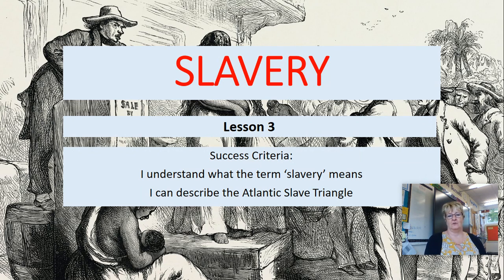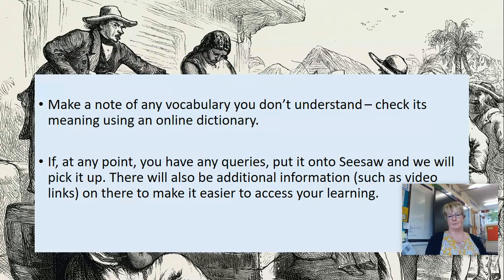So we're going to continue our understanding of the term slavery, and you're going to look more into the Atlantic slave triangle and what happened to them when they arrived in the Americas. Any vocabulary you don't understand, do what you would do in class: make a note of it and check the online dictionary. However, some of Equiano's autobiography is quite old-fashioned, partly because it was written 200 years ago. So if you're not sure what something means, pop a note onto Seesaw and one of us will pick it up and try to explain it the best we can.